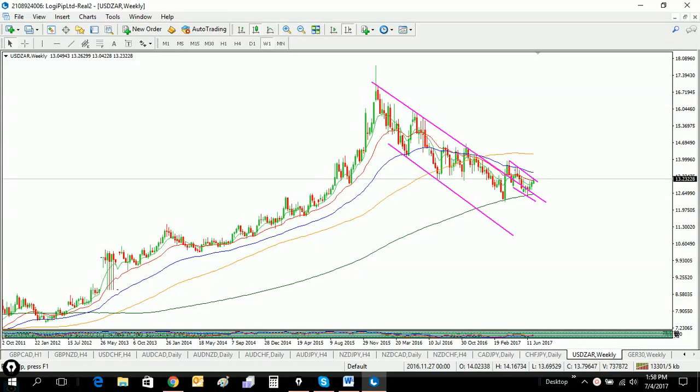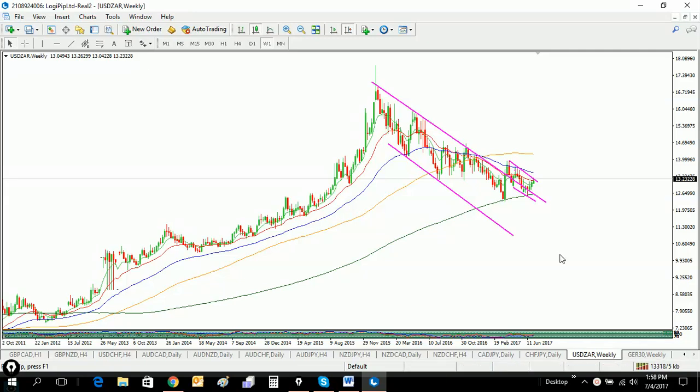Being a South African, obviously I'm quite interested in what is happening with the Rand at the moment, and I do have a lot of South African clients and followers who are also going to be quite interested in this video. So we're going to have a quick look at just technically what is going on with the Rand at the moment and where we could expect it to go.